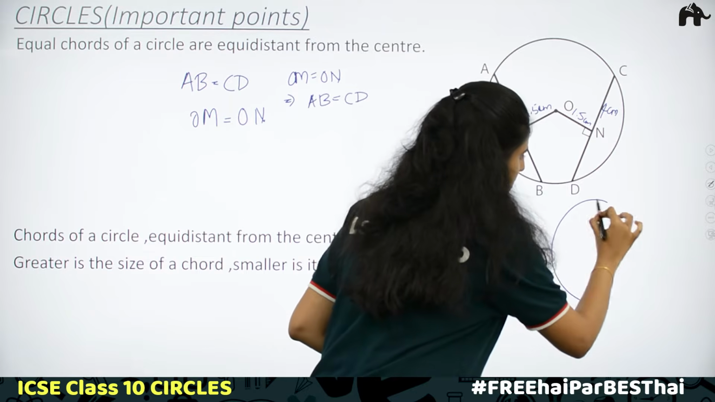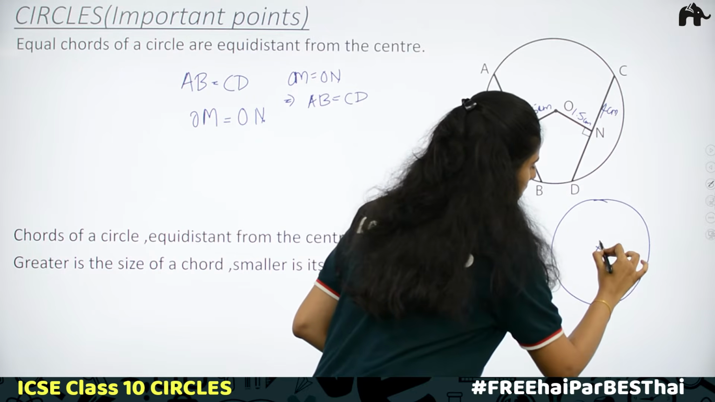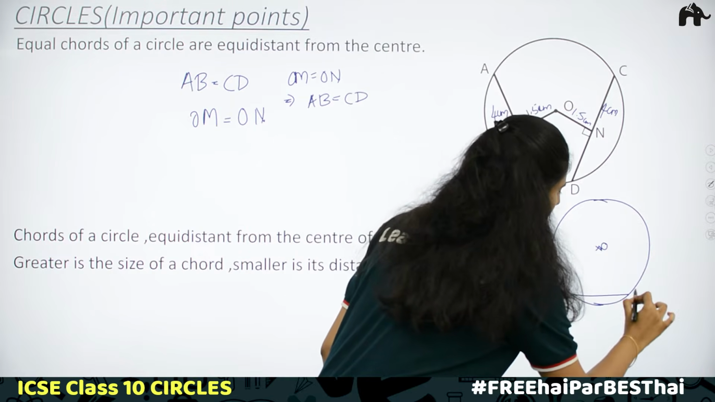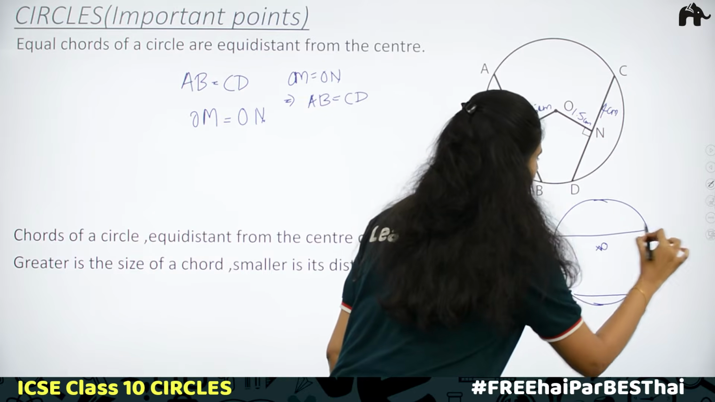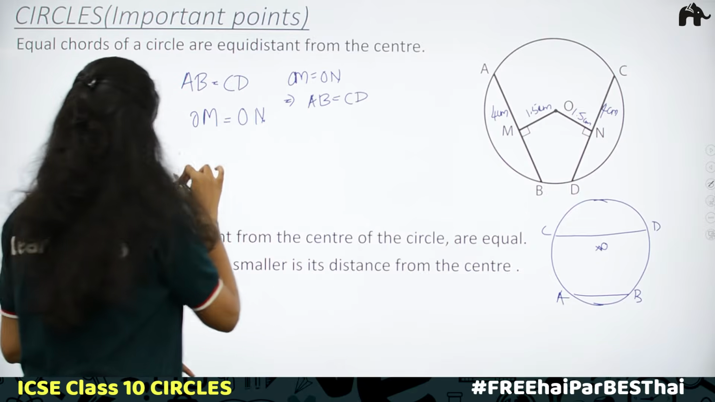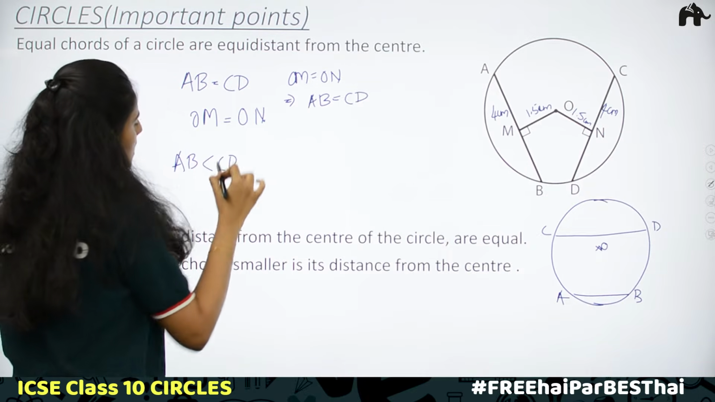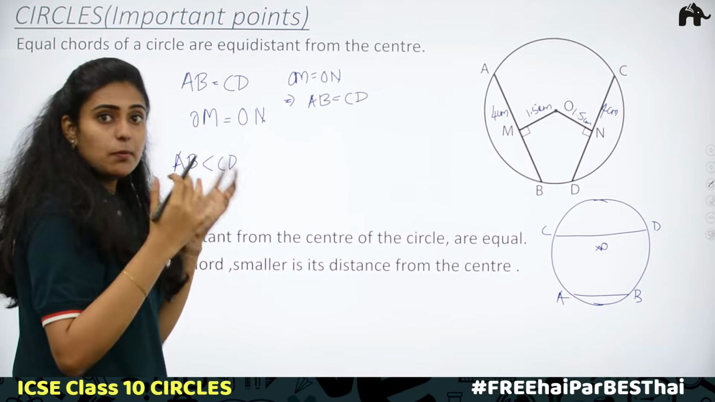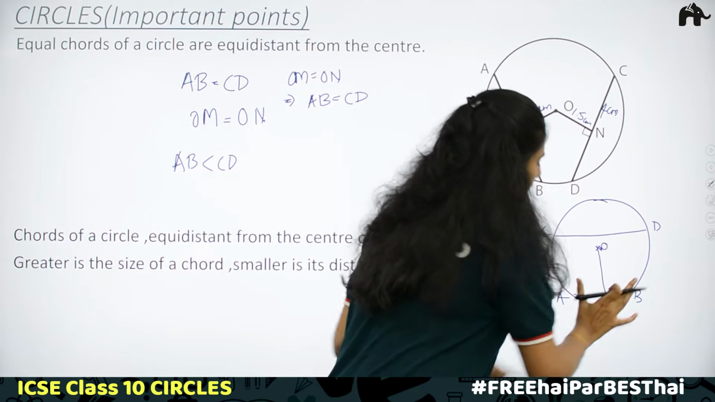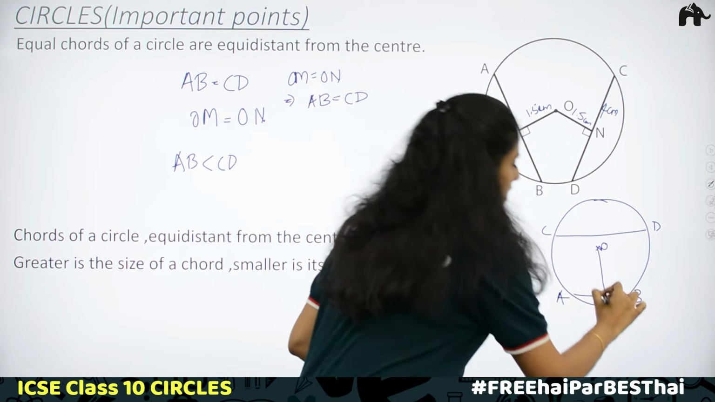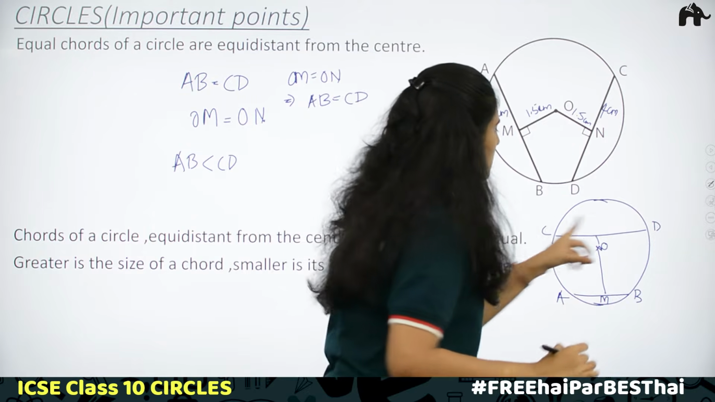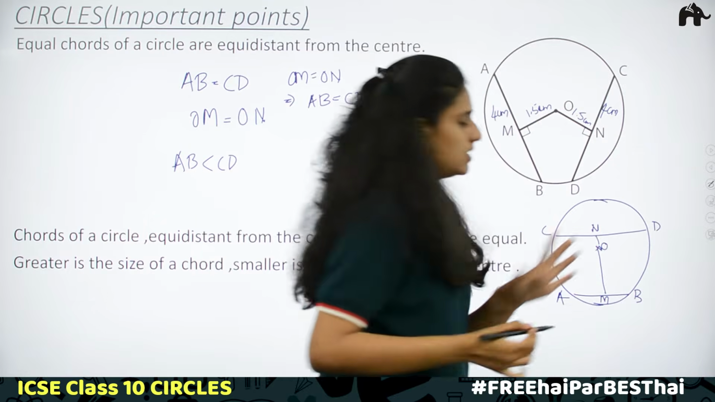Okay. Now, if I am considering another circle, so this is my circle with center O. Here I am taking a small chord AB and a big chord CD. What is the relation between AB and CD? AB will be less than CD because AB is a small chord and CD is a big chord. What is the distance from the center? AB is at a distance of OM from the center. Similarly, the distance of CD is ON from the center.